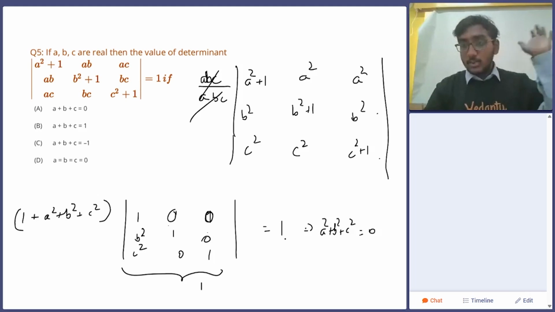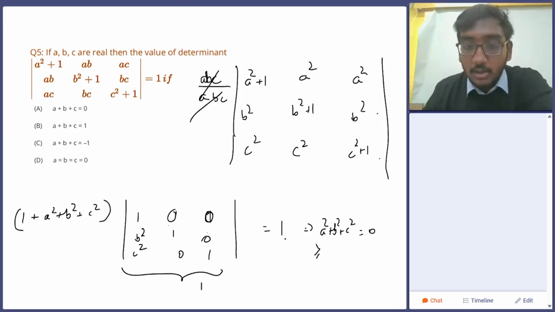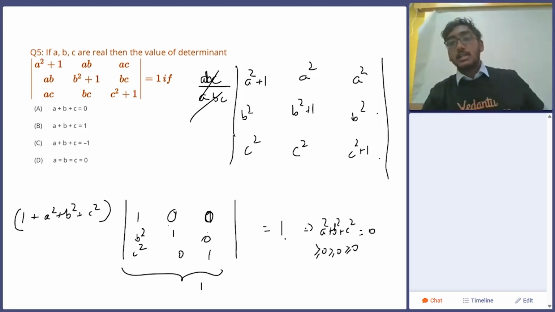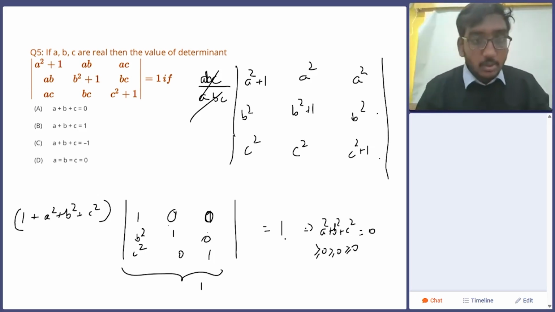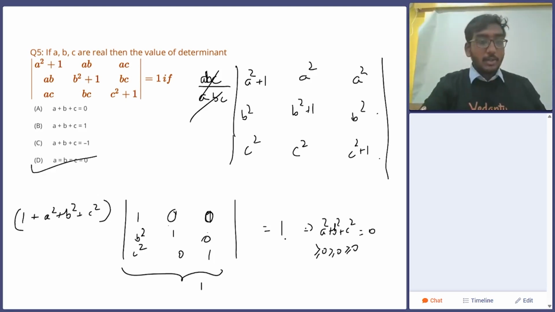And all these three are square numbers. That means they cannot be negative. All these are greater than or equal to 0. But the sum of these three quantities is given to be 0. That means each of these three must be 0, right? A should also be 0, B should also be 0, and C should also be 0. So it is the fourth option, A equal to B equal to C equal to 0, right?